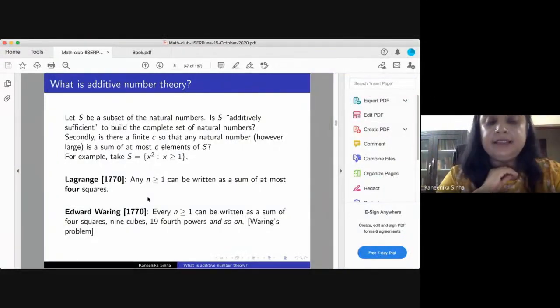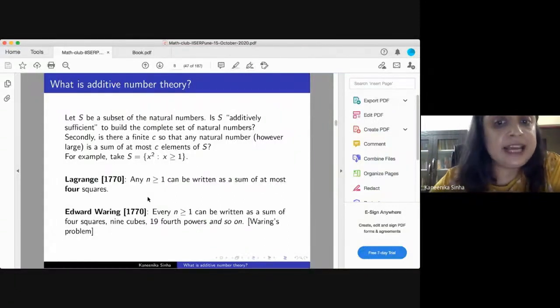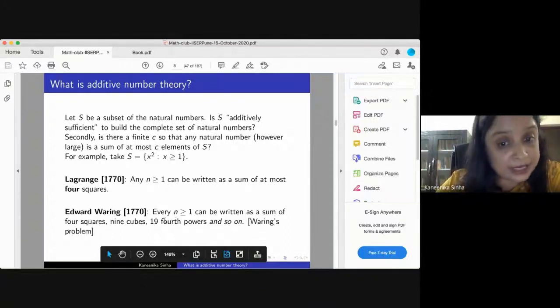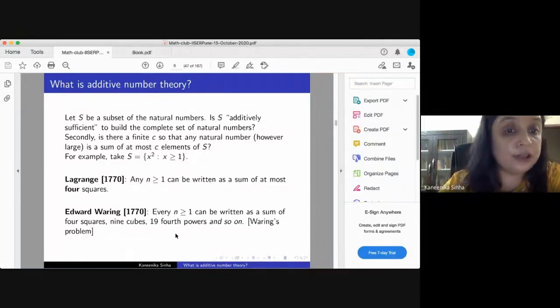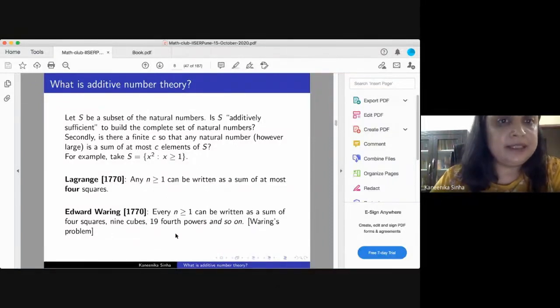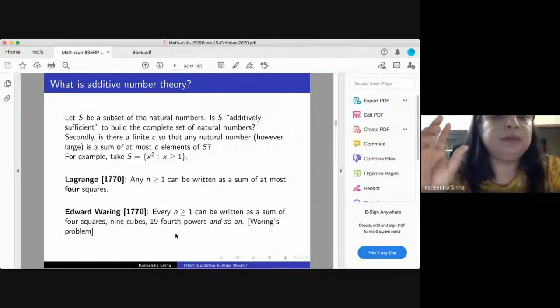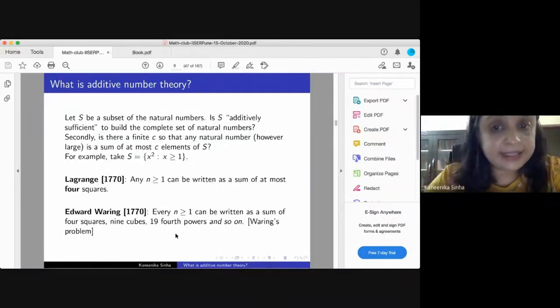So he says that for cubes, the number 9 works. Any n can be written as a sum of at most 9 cubes. Any n can be written as a sum of at most 19 fourth powers. And his claim is that for any k, you can have a similar statement. All right. So this is essentially what is now called Waring's problem. And additive number theory is the branch of number theory that deals with additive problems of this kind, and it develops the necessary language to state a problem clearly and techniques to address the problem.